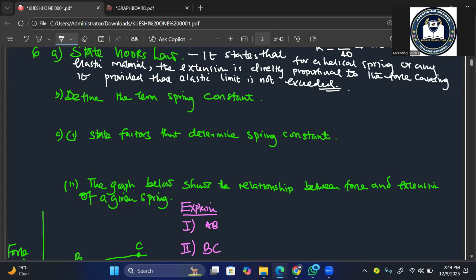You can write this, and some part of this, so that I can show you the diagram.